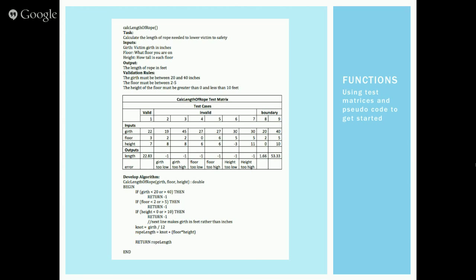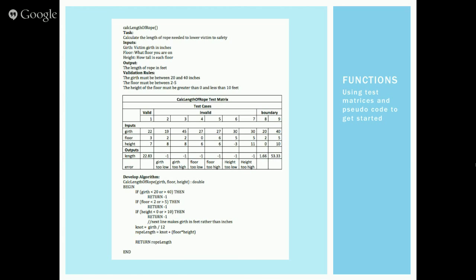So we start with the validation rules, and it talks about how the girth must be between 20 and 40, the floor must be between 2 and 5, and then the height must be greater than 0 and less than 10. So the test matrix is to make sure that those rules in fact work. You see with the first test, you have valid entries and you get a result. On tests 2 through 7, the return is -1, meaning that it failed and that it fell outside those boundaries. And then the last two, test 8 and 9, are the boundaries, and those allow for the extremes on both ends to make sure that it's working properly, the extremes of the inputs.